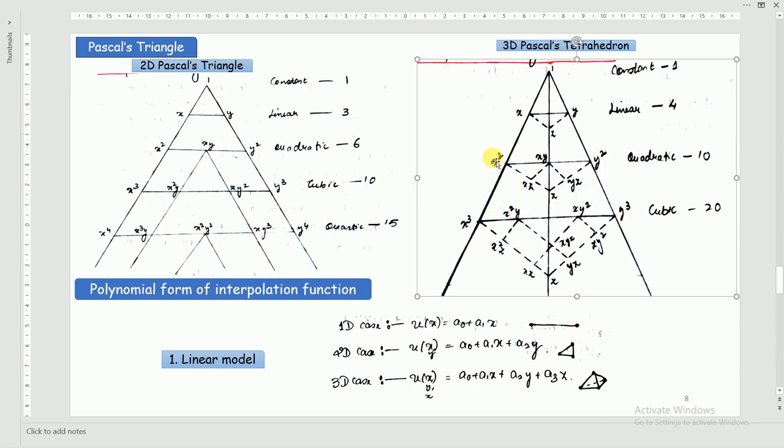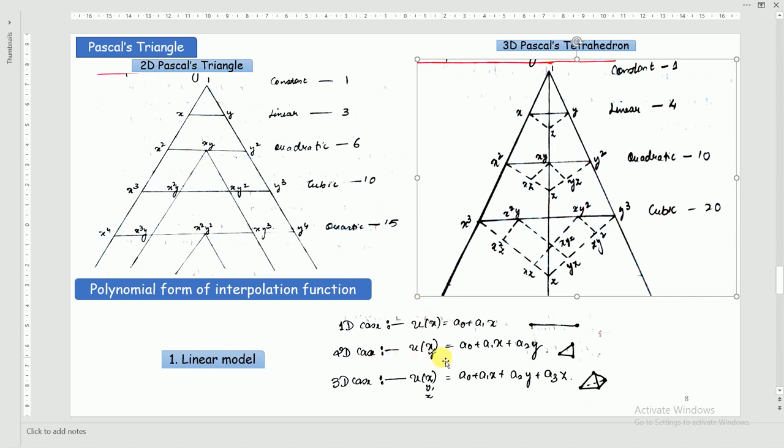Okay, this tetrahedron is what you get. Got it, everyone? Are you getting it? Now using this, we write the linear model, quadratic model and cubic model for the 1D case, 2D case and 3D case. So for the 1D case, see here, it is a0 plus a1x, only this term.